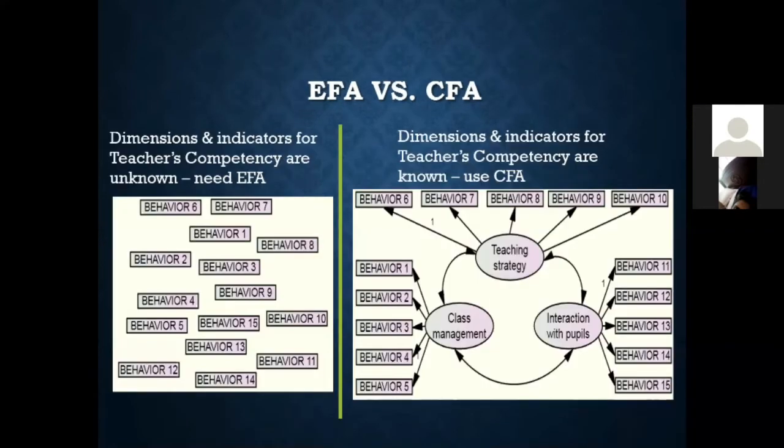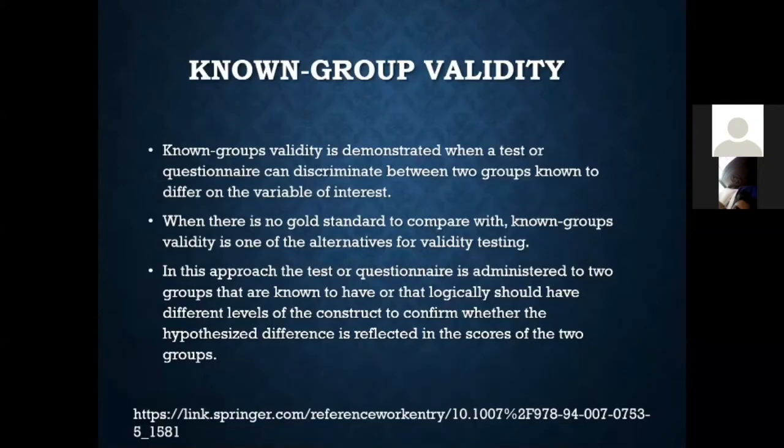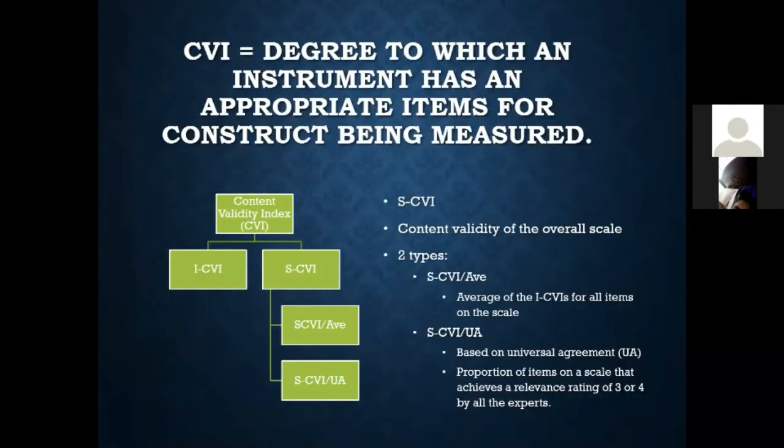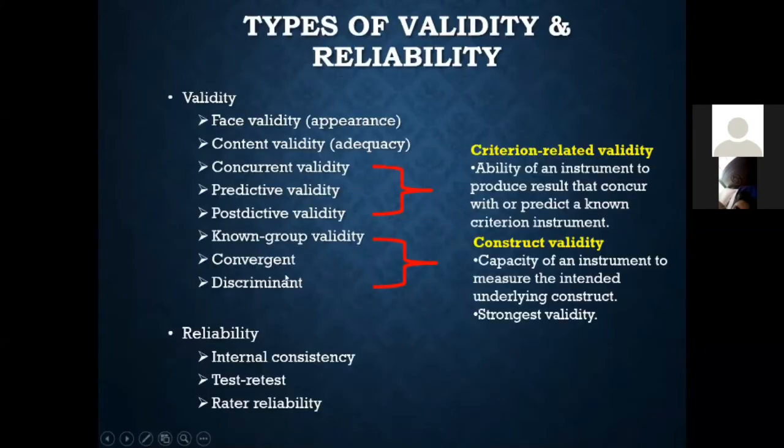Now we move to other types of construct validity. The first one is known group validity. The second one is based on factor analytic methods. Let me show you. For convergent and discriminant validity, usually we will use factor analysis. There are two types of factor analysis. The first one is exploratory factor analysis, and the second one is confirmatory factor analysis.